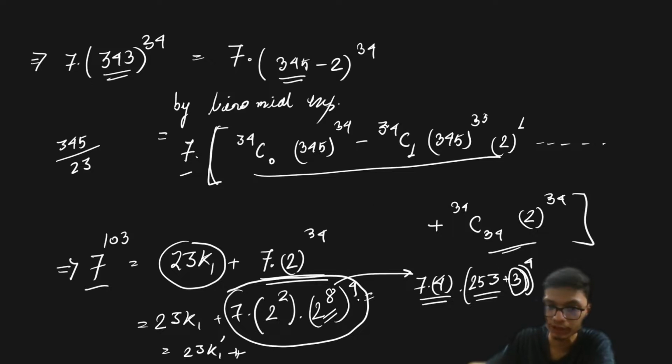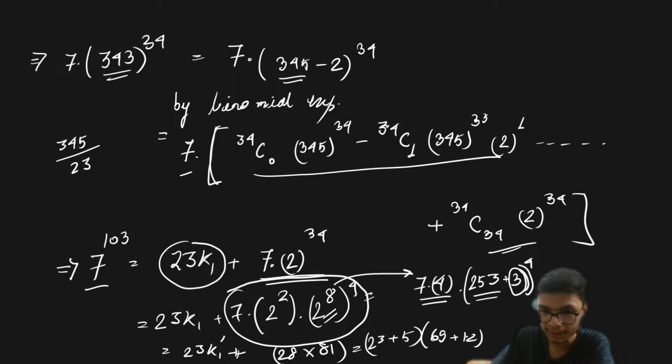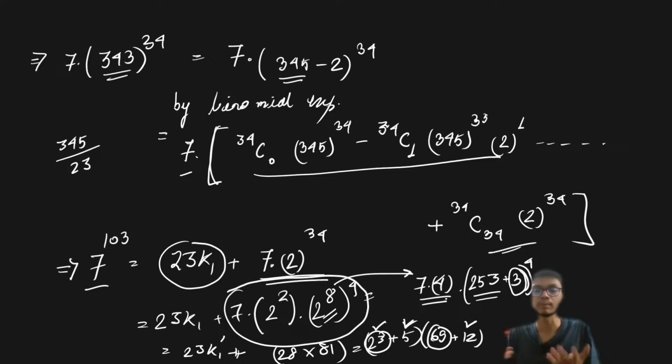And if you just try to look at this particular number, that's 28 into 81, and see how you can split this number, I can always split this number as 23 plus 5 multiplied with 69 plus 12, right? And if you see over here, this 23 and 69 is divisible by 23. Therefore, the part you are going to be left with is when you multiply 23 with 12 and when you multiply 5 with this 12, right?